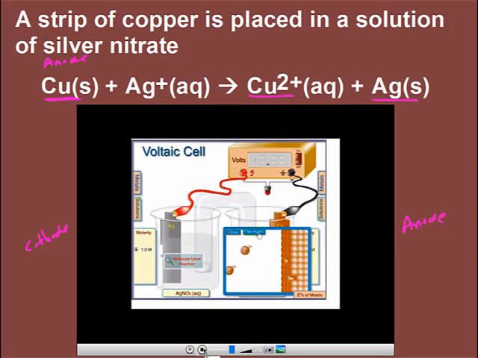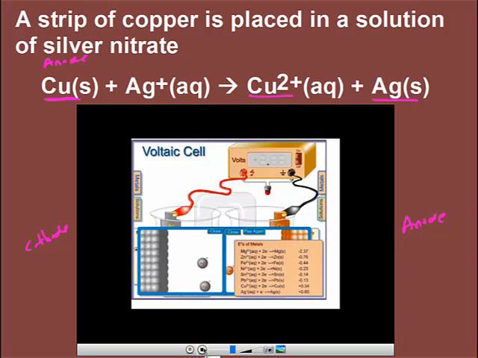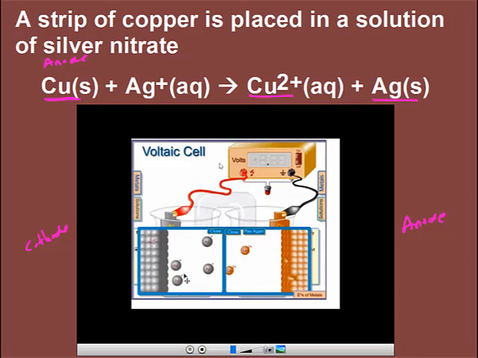On the other side, we have silver, and silver should be going the opposite way. We have silver ions turning into silver metal. So the silver ions are plating onto the electrode. So the silver electrode is gaining in mass and the copper electrode is losing mass.